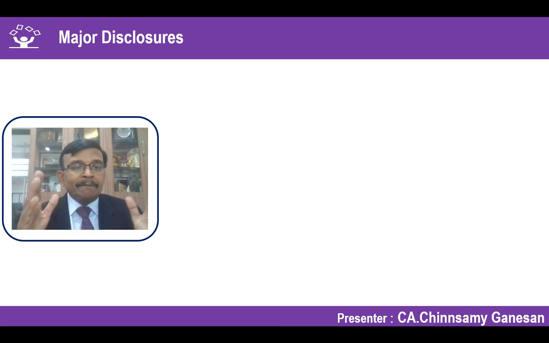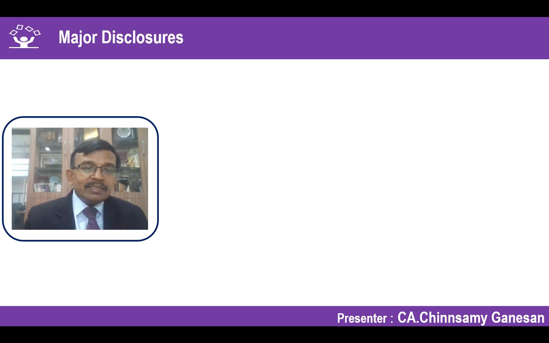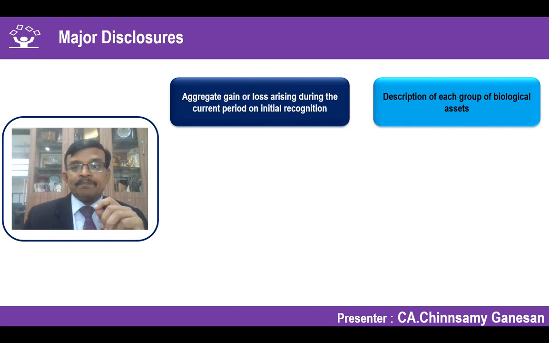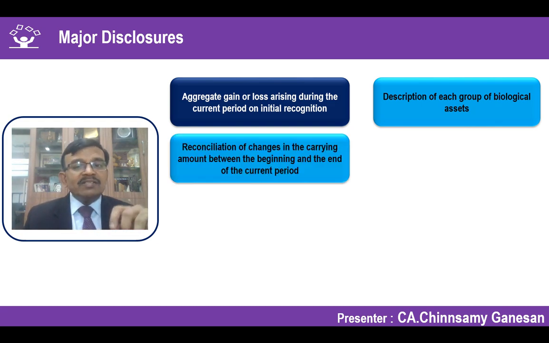We have seen everything. Now, what is the related disclosure? Major disclosures: the aggregate gain or loss accounted in the current period, you have to show as a separate line item even in the statement of profit and loss. What is the group of biological assets for which you are determining the fair value? We have said that it's possible. What is the opening fair value of the biological asset and what is the closing value? What are the changes that have happened? Maybe there is a biological transformation, there is a price change. All those items you have to state. Maybe you have tested for impairment and because of that you have reduced a value. Everything will come into the picture.